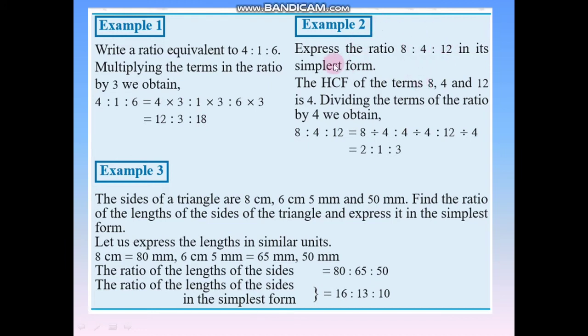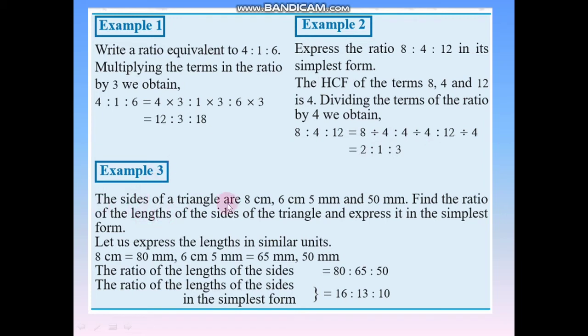We have to convert it into the simplest form. To do that, we have to find the highest common factor of these. You know how to find the highest common factor. So here at a glance we can see all these terms can be divided by 4. If we divide 8 by 4, we get 2. 4 by 4, we get 1. 12 by 4, we get 3. So the simplest form of this 8:4:12 ratio is 2:1:3.